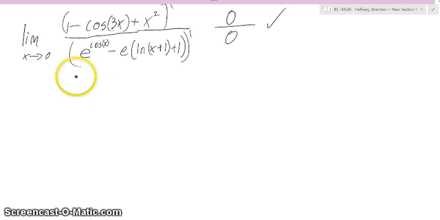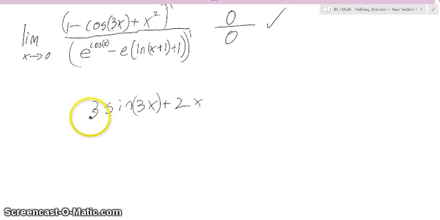So we're going to differentiate the top, and that will net us with sine, because the negatives cancel out, 3 sine 3x plus 2x, and just at first glance we can see that 3 sine 3x plus 2x when x is 0 is going to be equal to 0.